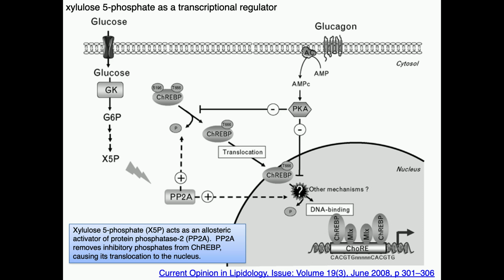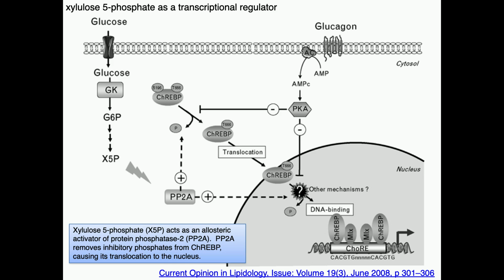So we have glucose entering a cell here. That's going to be converted. The more glucose there is, the more is going to be going into the pentose phosphate pathway, and the more xylulose 5-phosphate will be built up. Xylulose 5-phosphate acts as an allosteric activator of a different protein phosphatase than the insulin activated one. This is protein phosphatase 2. Protein phosphatase 2 erases the PKA phosphorylations on carbohydrate response element binding protein. That then allows it to go into the nucleus and transactivate genes that are important for lipogenesis.